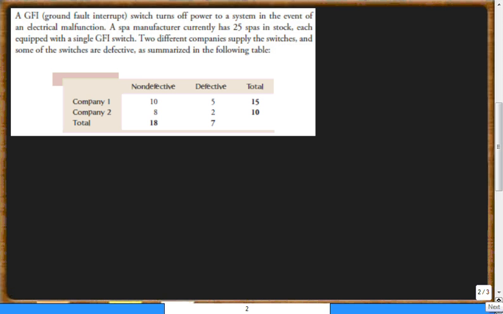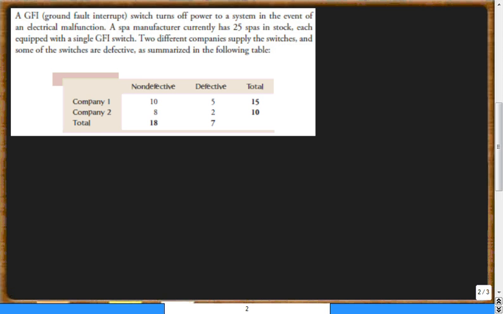So let's look at another one. All right, so a GFI, or what they call a ground fault interrupt, switch turns off power to a system in the event of an electrical malfunction. A spa manufacturer currently has 25 spas in stock, each equipped with a single GFI switch. 2 different companies supply the switches, and some of the switches are defective, as summarized in the following table. So why they would have this table and not fix them, no one knows, but it doesn't matter. We have a table of stuff.